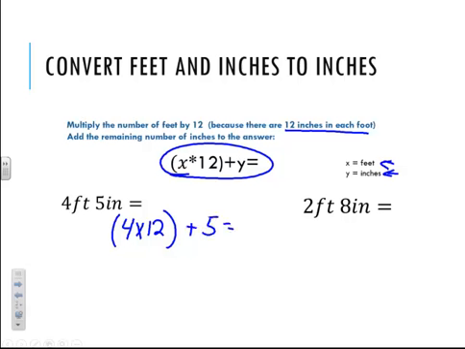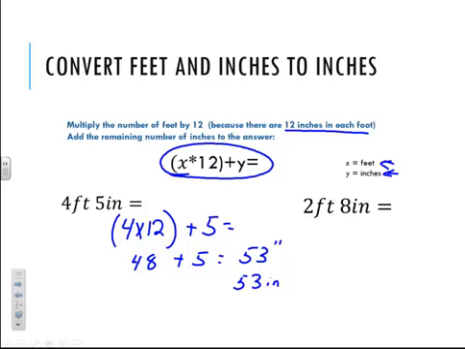So we know we do order of operations. 4 times 12 is 48, plus 5 for the inches. And the answer to that is 53. And you can write the 53 as 53 with 2 little lines up above it, which is 53 inches, or 53 inches like that. Either one works.